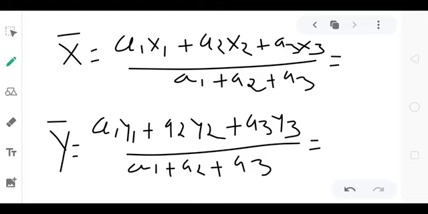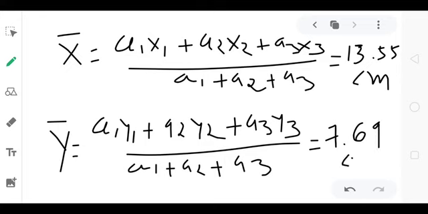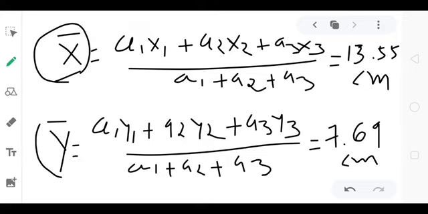We have found all the values earlier, and if we put them in this equation we get the values of x bar and y bar. So the value of x bar will be 13.55 centimeter, and the value of y bar will be 7.69 centimeter. So these are the answers, x bar and y bar.